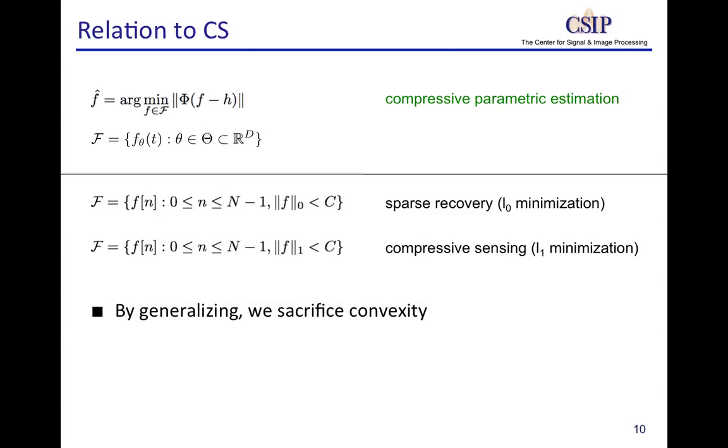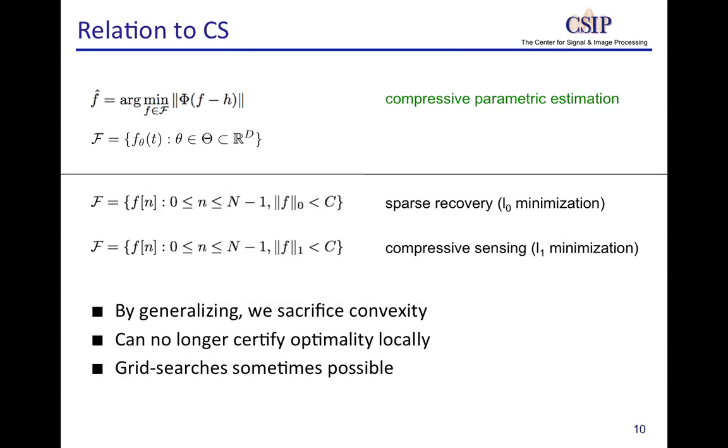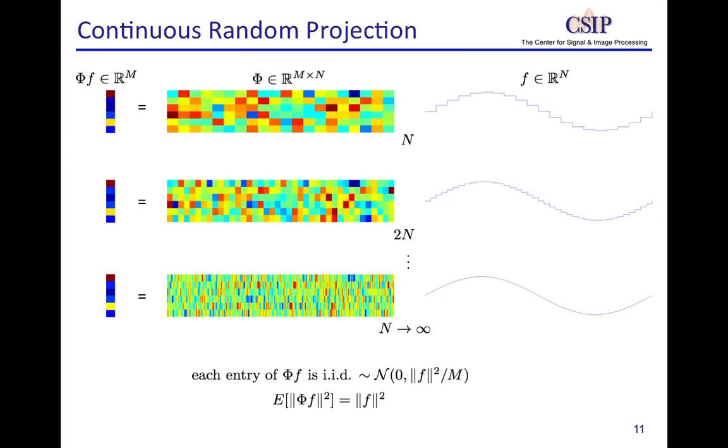So in general, this will not be convex. Our function set won't be convex, and that means that we can no longer certify optimality locally, and we no longer have fast solvers that will solve this approach. So sometimes we'll have grid searches that will be possible for small numbers of parameters, and those will be the applications we'll be talking about today.